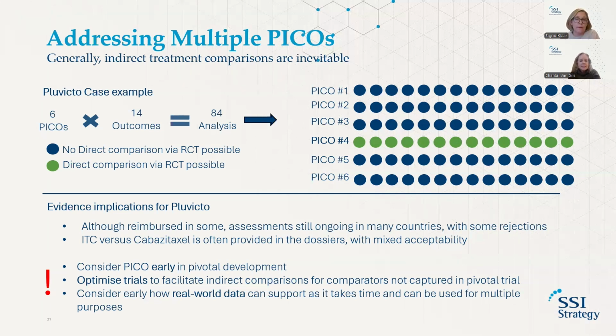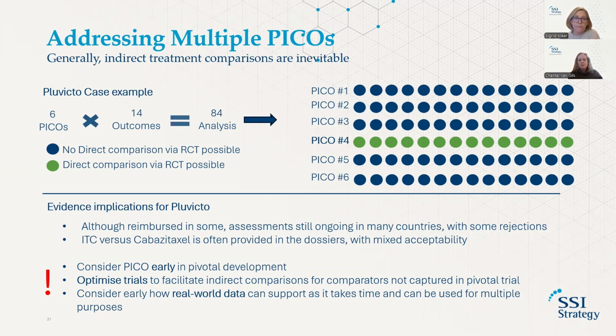But what you at least see is that often, and we have scanned some dossiers, ITCs versus cabazitaxel are provided in the dossiers with mixed acceptability. And I'm going to repeat myself, so I'll keep it brief. Considering PICOs early helps to be better prepared and have longer time to also maybe with relatively less impact or resources create your evidence package.